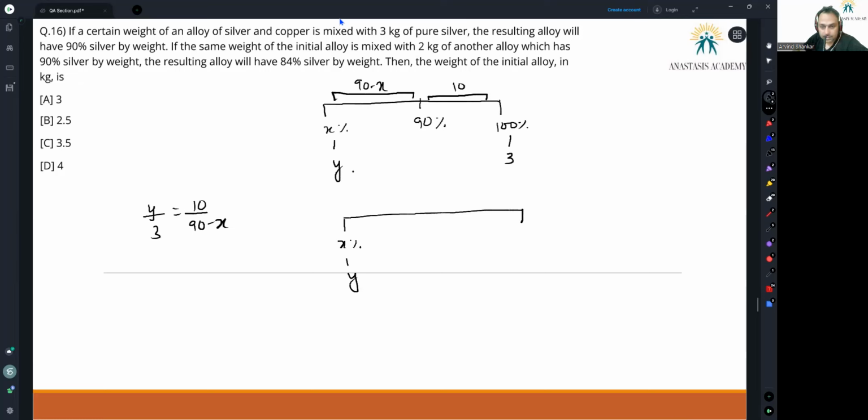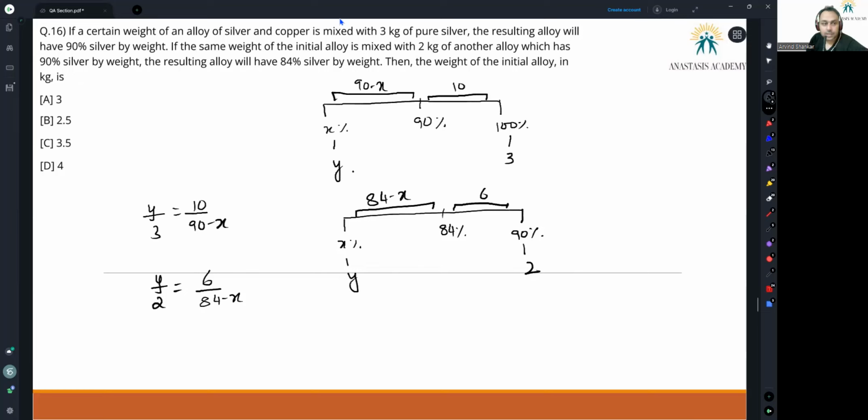X% Y kg mixed with 2 kg of 90% pure alloy. The resulting alloy will have 84%. This is 6. This is 84 minus X. Again, I can go Y by 2 is equal to 6 by 84 minus X. So if I divide the first equation with the second equation, what do I finally need?